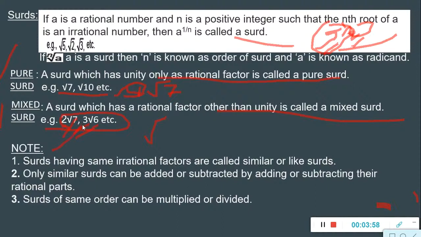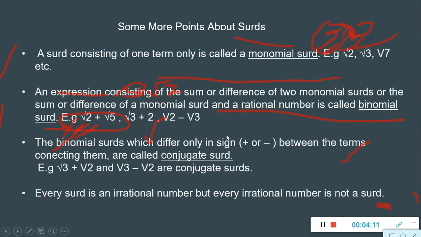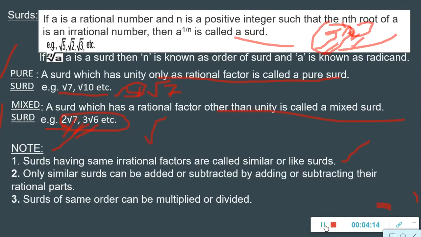Some important points about surds. Surds having the same irrational factor are called similar or like surds. In this case, if we have 2 root 7 or 3 root 7, both have root 7 as the irrational factor, so they are both similar surds or like surds.